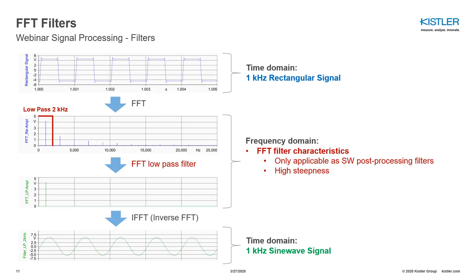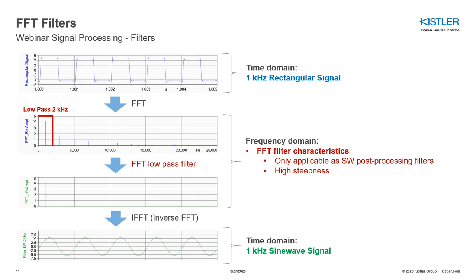And now, to go back to the time domain, we do an inverse FFT, so an inverse fast Fourier transformation, to transfer the frequency domain back to the time domain. So this is the last graph. Now you see the result in the time domain. There is only the fundamental sine wave signal with a frequency of 1 kHz left.